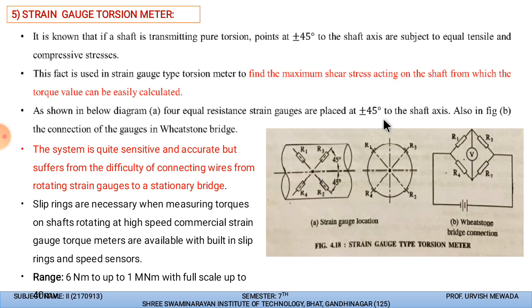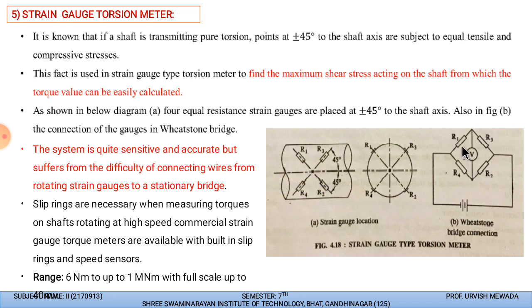Whatever compressive and tensile stresses develop, according to that the length of the gauges will change, and as the length changes, the resistance of the gauge will change. Initially when the shaft is not rotating, all the strain gauges will offer the same resistance. So this bridge will not be deflected, and the galvanometer will show null. Whenever rotation takes place, tensile and compressive stresses are developed on the shaft, so the resistances of the strain gauges mounted on the shaft will change due to the change in the length of the wire.